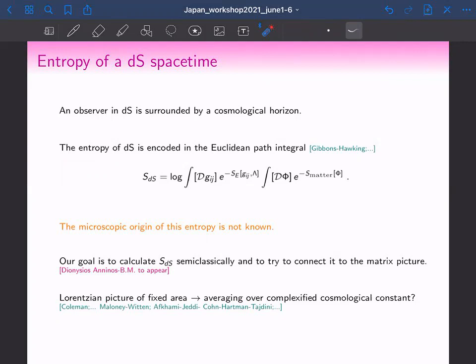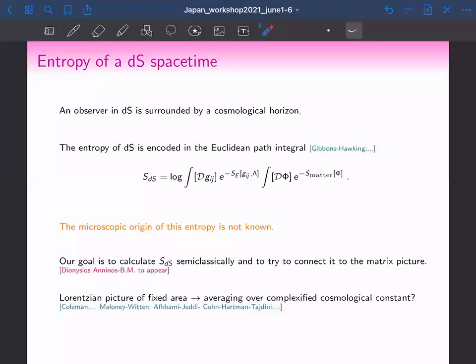They told us that the entropy for the de Sitter spacetime is encoded in a Euclidean path integral. So, a Euclidean path integral. Throughout my talk, we've been studying Euclidean path integrals. So our hope is that we can understand some pieces of the de Sitter entropy, that we can calculate the de Sitter entropy semi-classically.